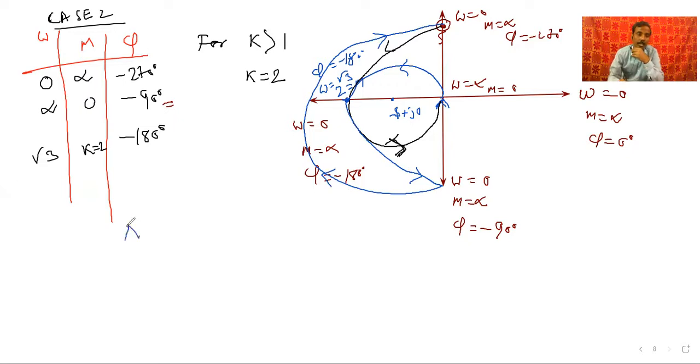And what is the definition? N equals P minus Z, for Nyquist stability, where N equals the number of contour encirclements. In this case, this is one contour, but this contour is anti-clockwise. So this is the direction: clockwise negative, anti-clockwise positive.